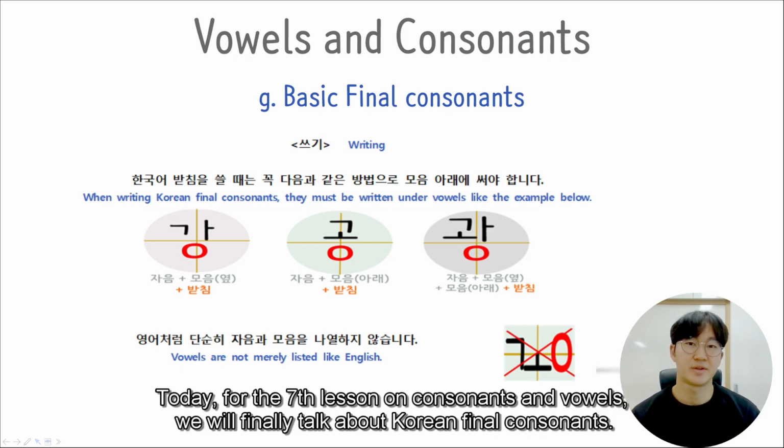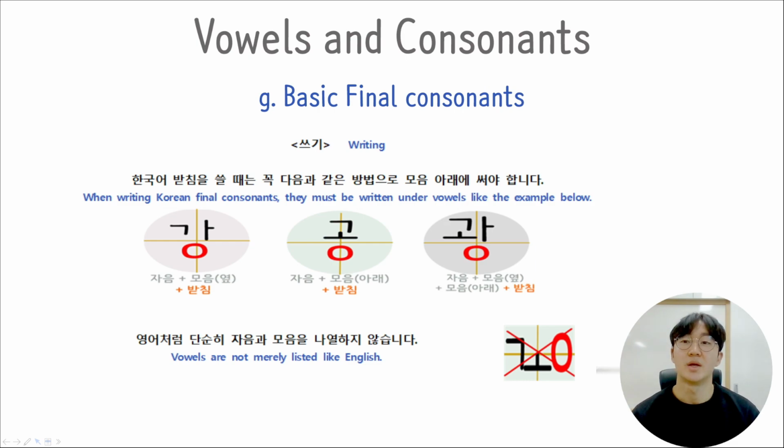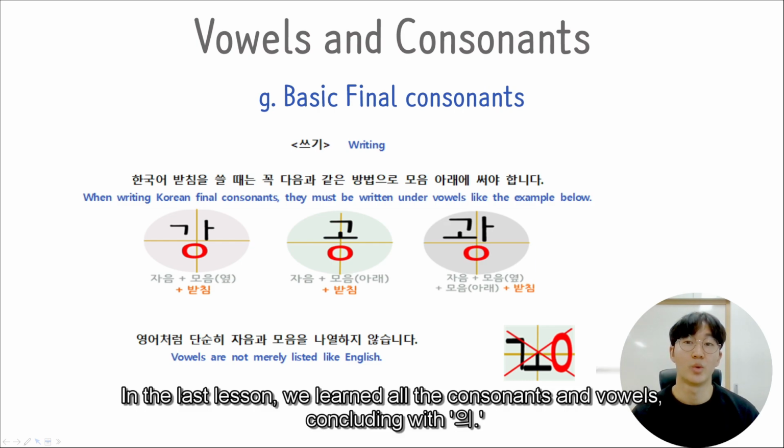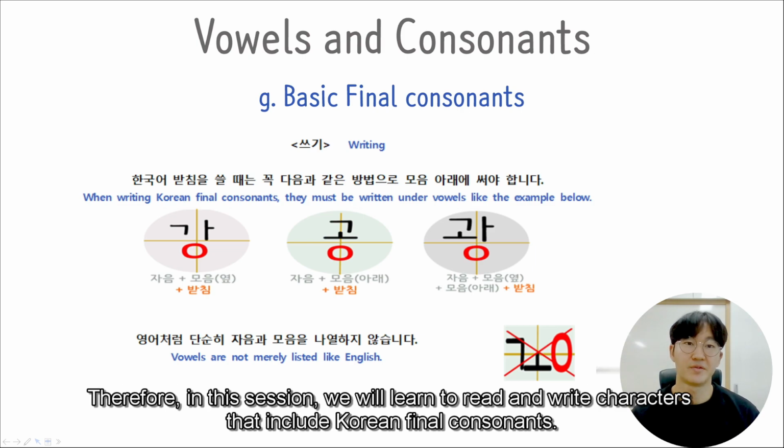Today, for the 7th lesson on consonants and vowels, we will finally talk about Korean final consonants. In the last lesson, we learned all the consonants and vowels concluding with 의. Therefore, in this session, we will learn to read and write characters that include Korean final consonants.